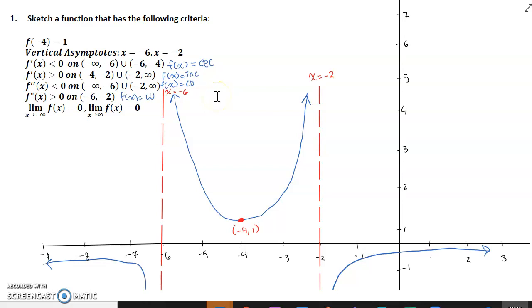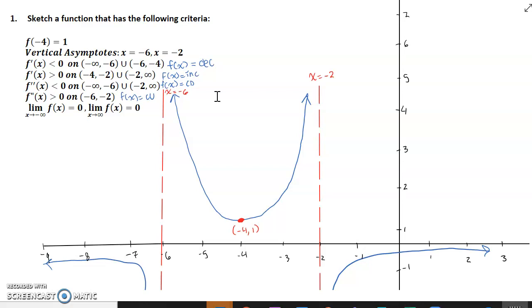Hi, so today I'm going to first be talking about the first question in the Unit 4 assessment, which is to sketch a function that has the following criteria. The function I was given had the criteria where f of negative 4 is equal to 1. There are vertical asymptotes at x equals negative 6 and x equals negative 2.